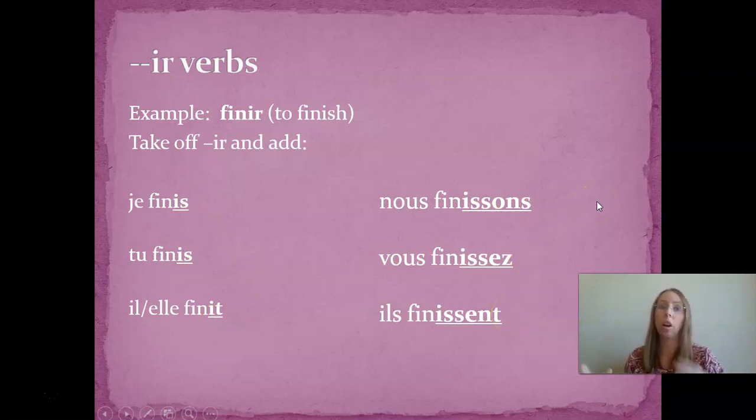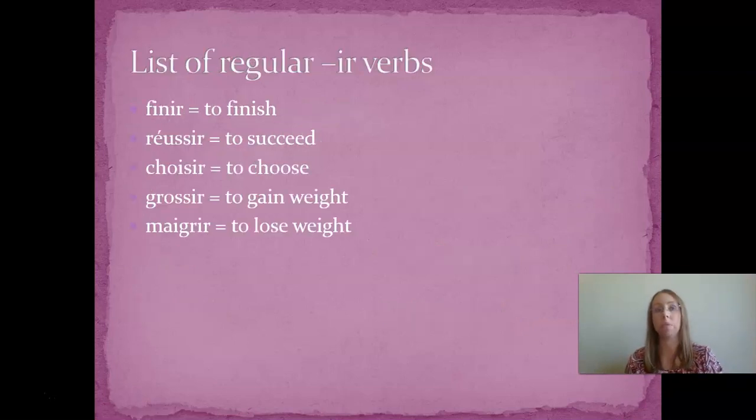And again, all regular IR verbs, we're going to do the same thing. So anything on this list, we can now conjugate. Finir, réussir, choisir, grossir, maigrir. And again, we want to practice this for vocabulary as well.